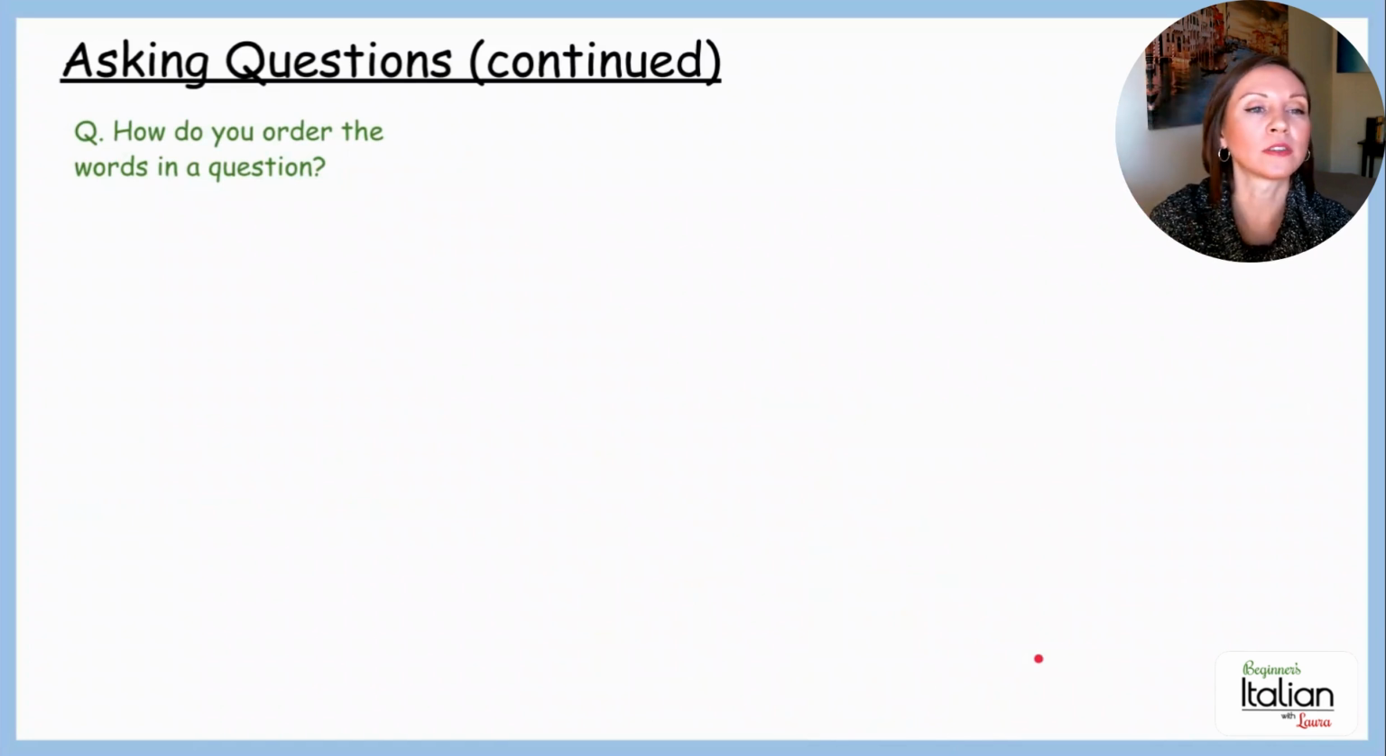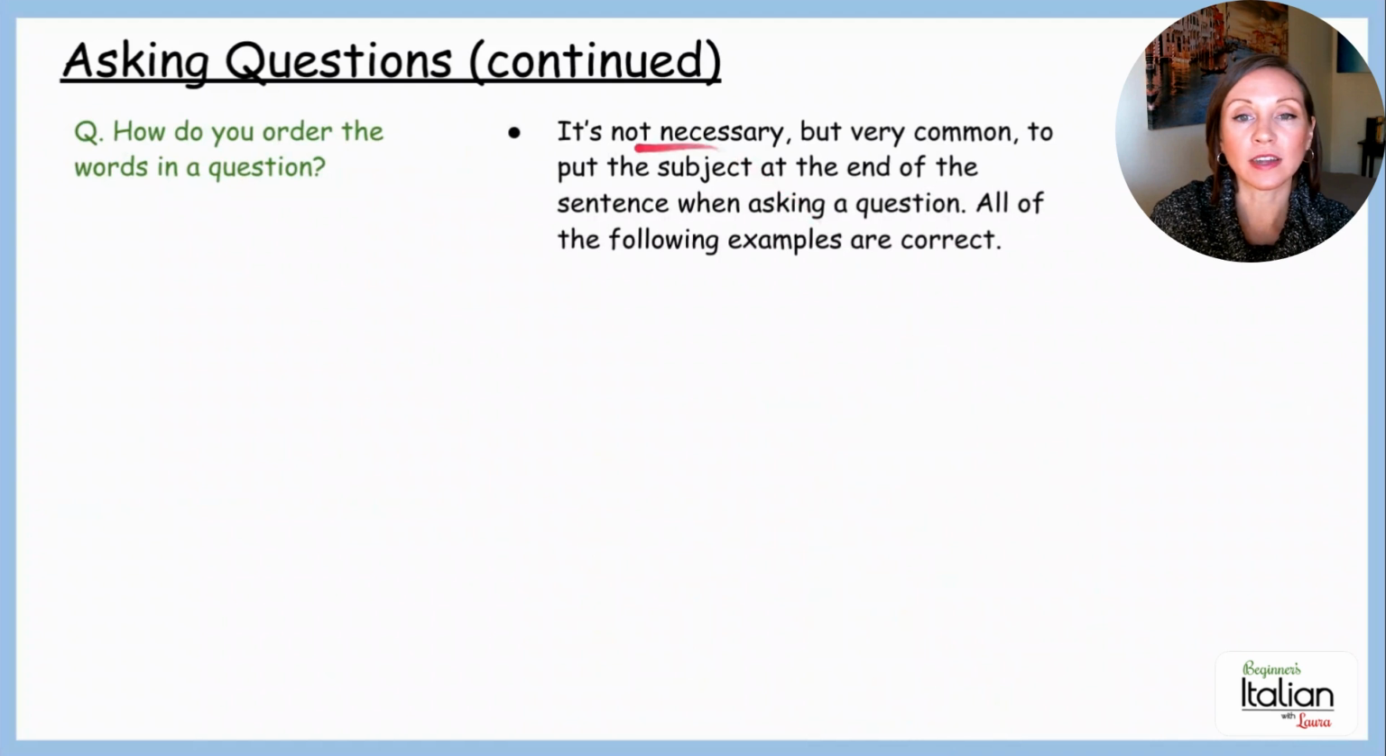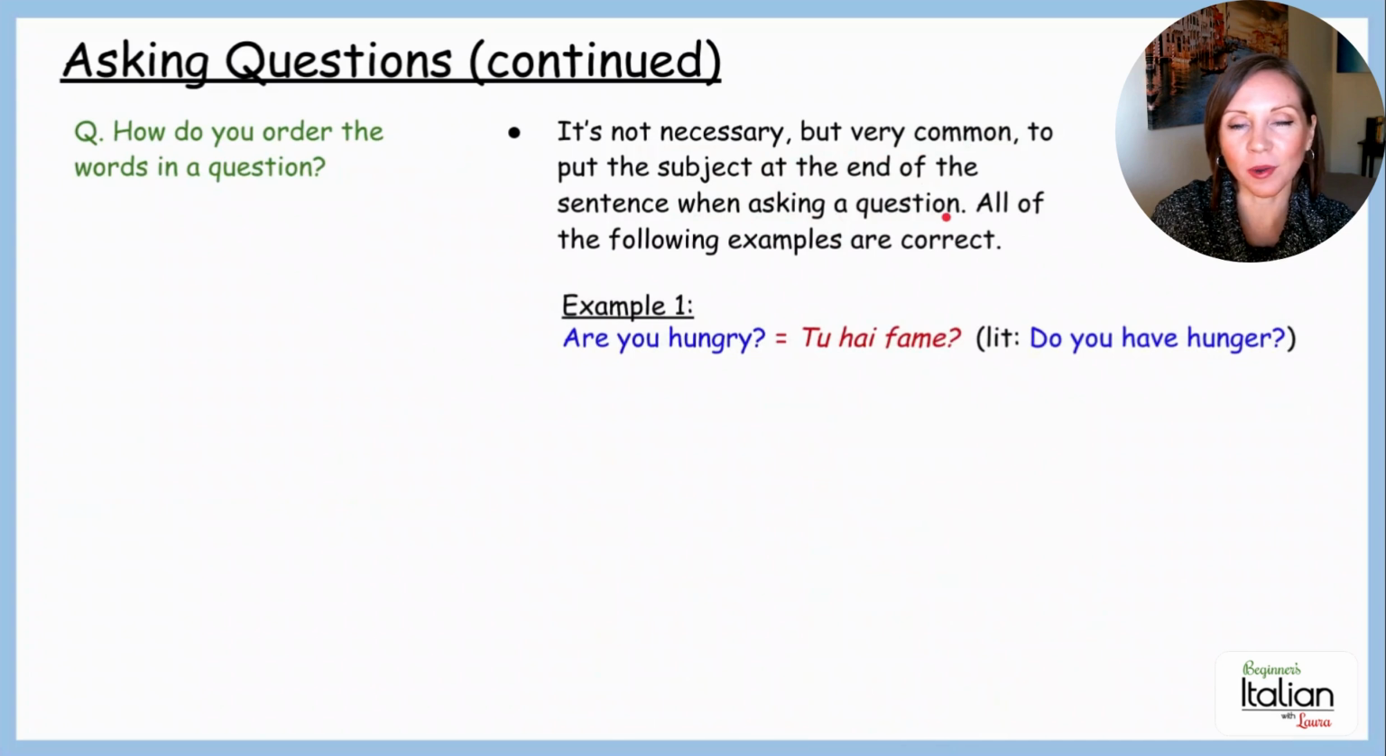How do you order the words in a question? It's not necessary, but very common to put the subject at the end of the sentence when asking a question. All of the following examples are correct. For example 1, we have, are you hungry? You can say tu hai fame, again, you don't need the tu, but you can say tu hai fame. You could say hai fame, again, taking out the tu. Or you can say hai fame tu. These are all correct.